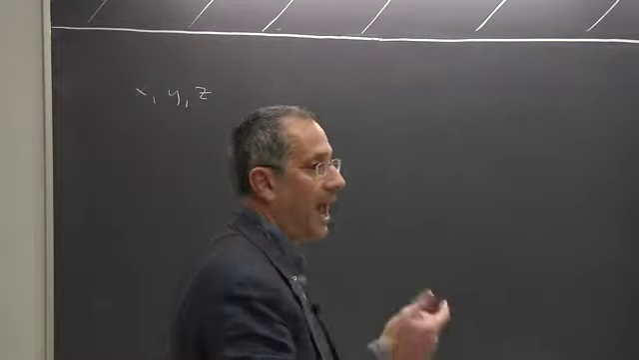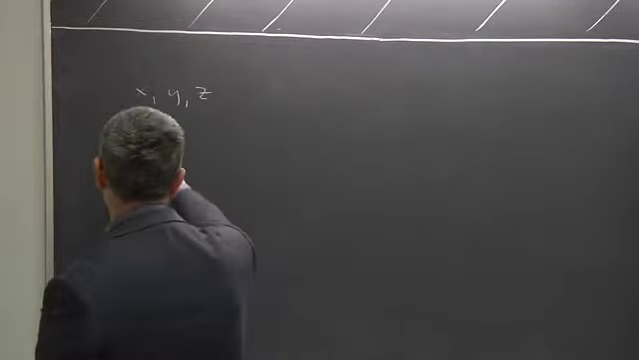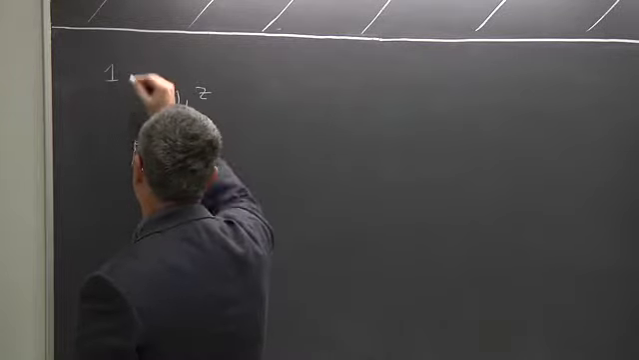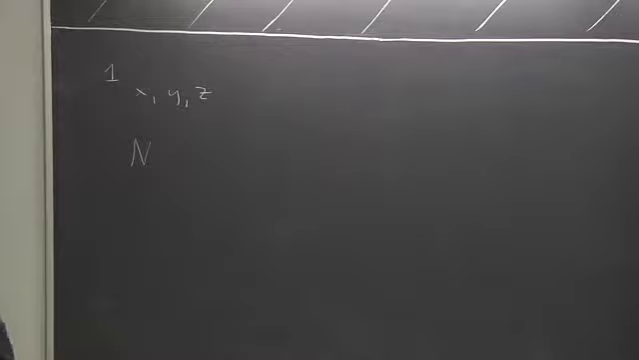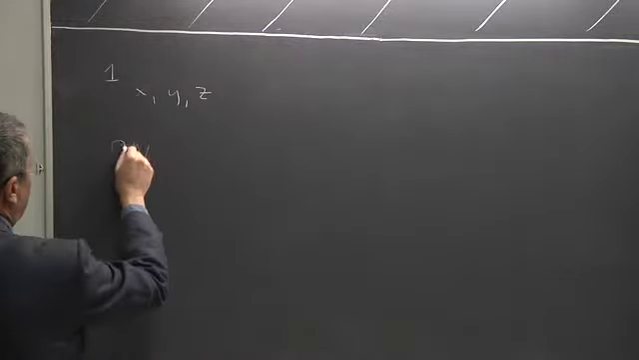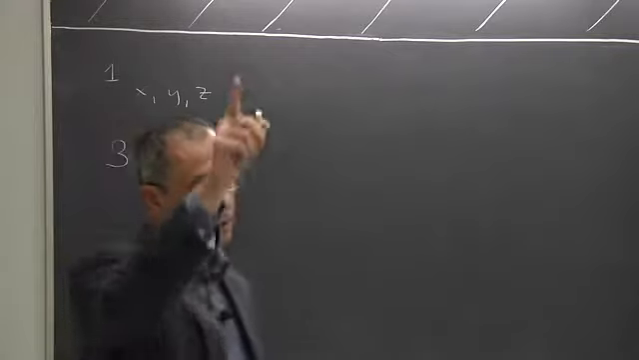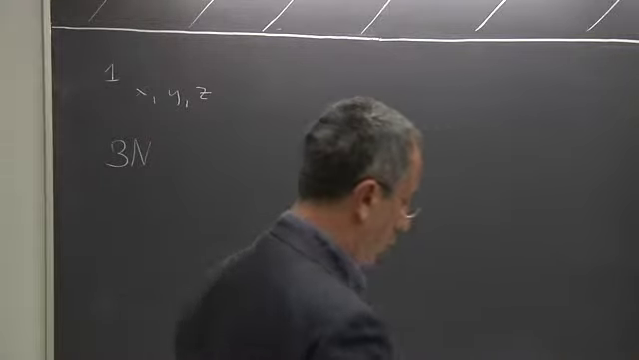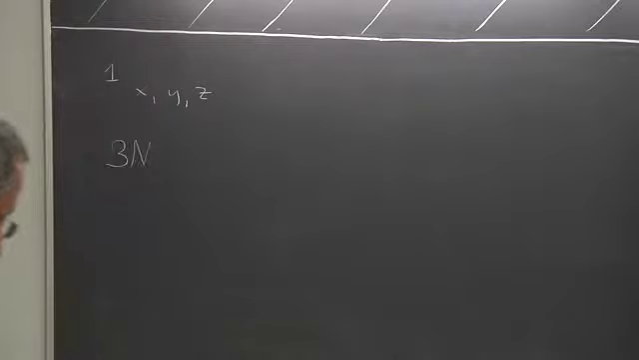Now, if you have n particles, so here was 1 particle. If you have a swarm of particles, say big N, how many degrees of freedom does that system have? 3N, right? Because for each of these particles, you need 3 coordinates in order to fix the position.